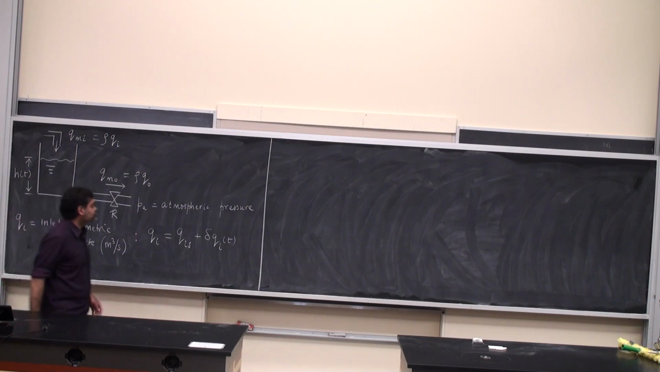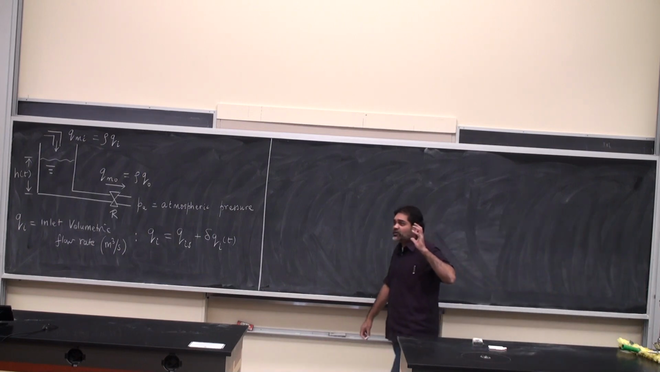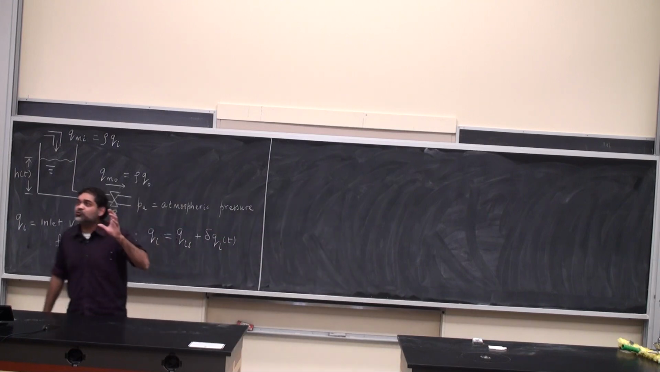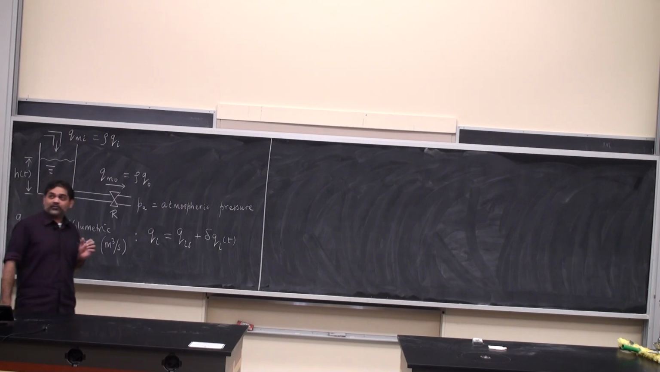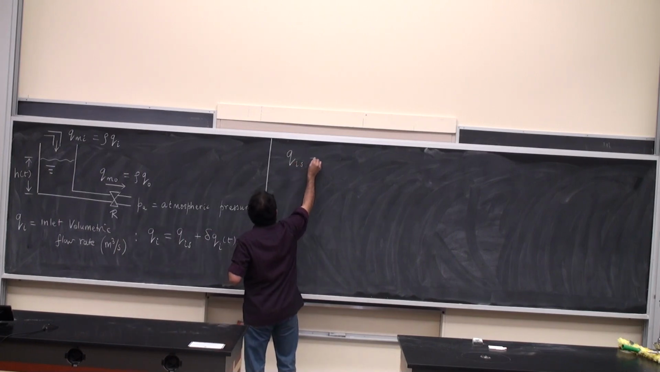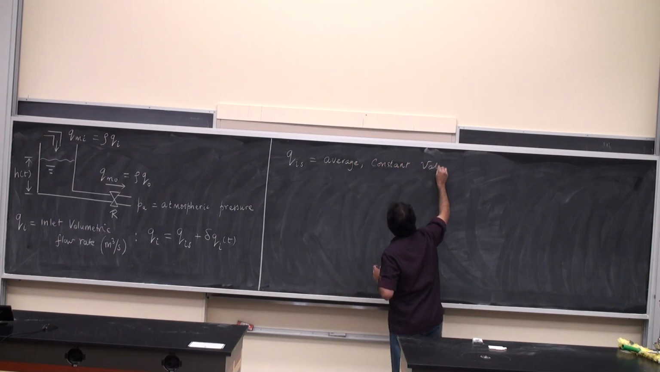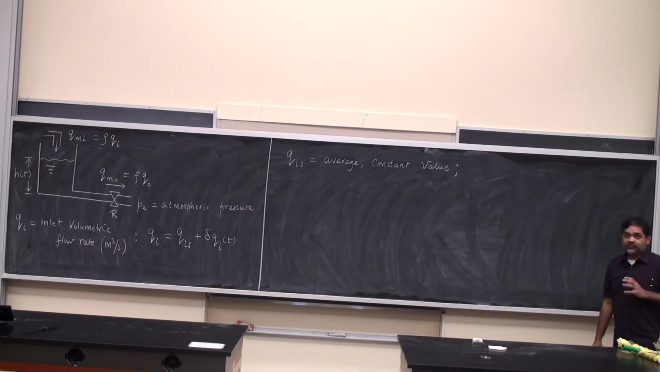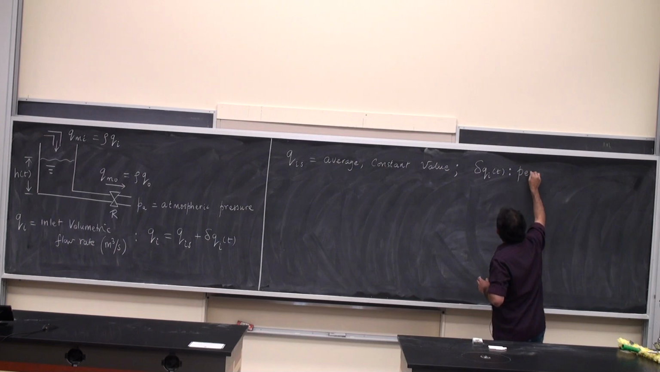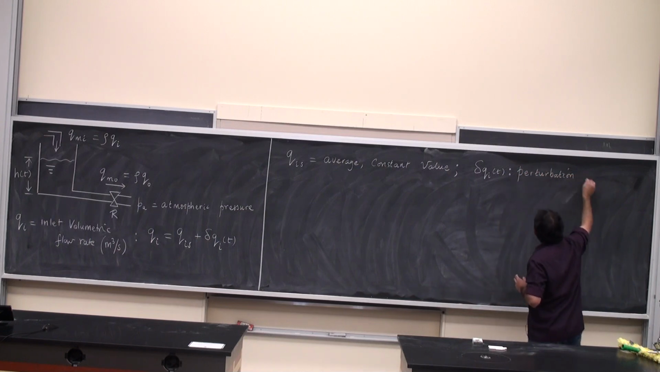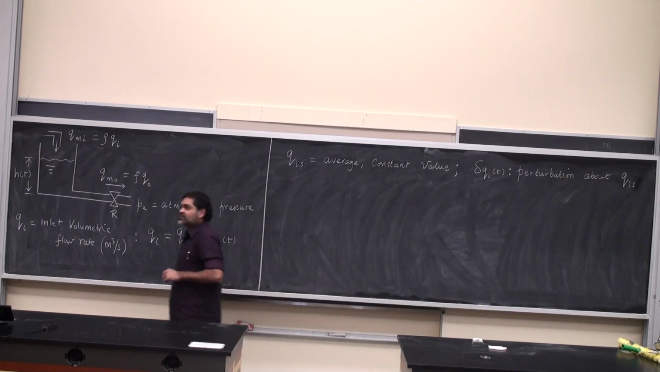What does this mean? It means that the inlet volumetric flow rate is comprised of two parts. One part is some kind of an average value, which stays constant, which is this QIS, and then there is a slight perturbation or a slight disturbance about this average value. So QIS is some average constant value, and this delta QI of t is a perturbation or a disturbance about the average value. Some slight changes in the flow rate.